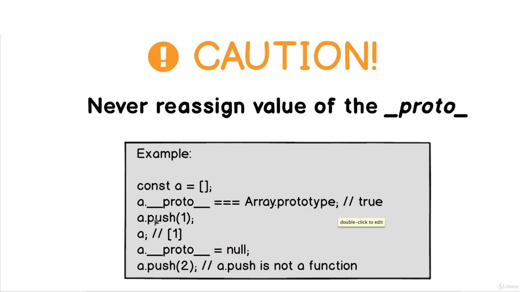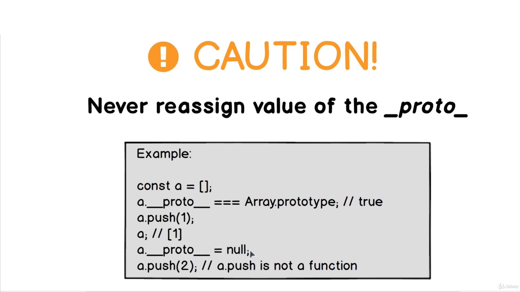Here I can use, for example, the push helper method, because it is a method of the Array.prototype. That's why it is available for all instances of the array. Here I push one element to the array a, and now array a contains one element. But on this line, I reassign the value of the prototype of the variable a, and now it is equal to null. Remember that prototype can be either null or object, and in this example, this assignment is fully valid.